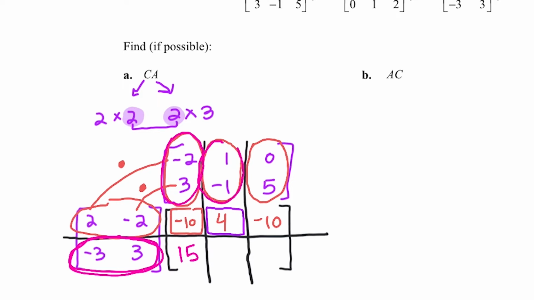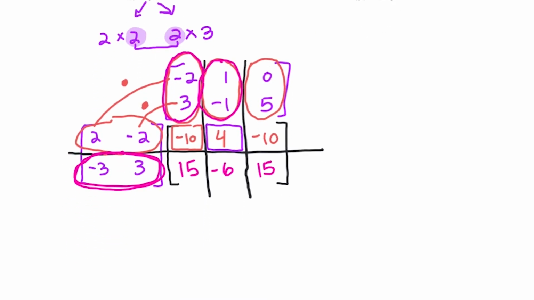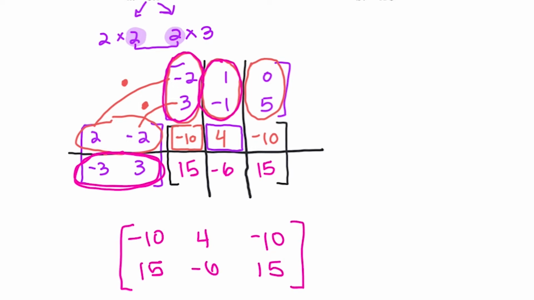Now second column, that row, -3 times 1 is -3. And we'll add that to 3 times -1, which is -3. So -3 plus -3 is -6. Then our last entry will have 0 times -3, which is 0, plus 3 times 5, which is 15. Now you'll notice that our answer right here looks a little messy. So I always recommend you rewrite that. So we would have -10, 4, -10, 15, -6, 15 as our answer.